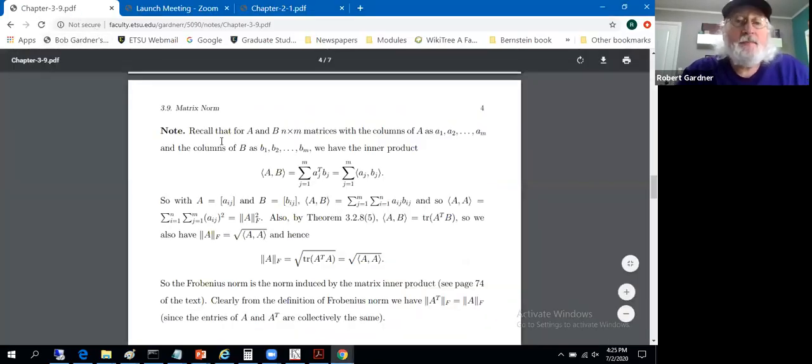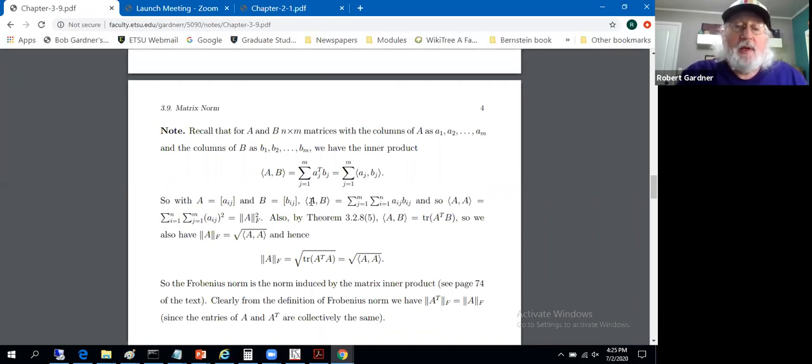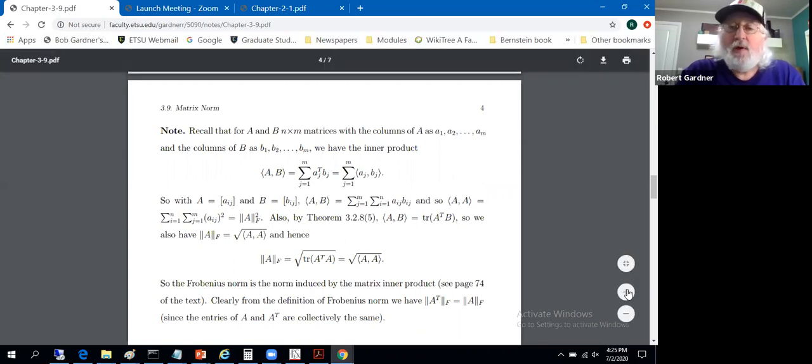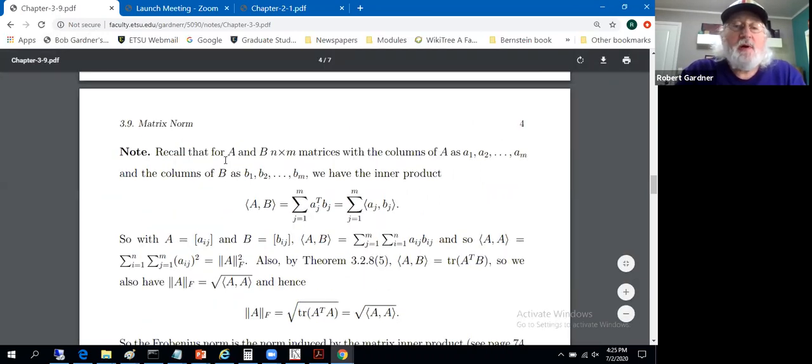Continuing on in section 3.9 on matrix norms. Okay, we'll pick up with an idea we've seen before of the inner product of two matrices. Suppose matrix A and B have the same dimensions.